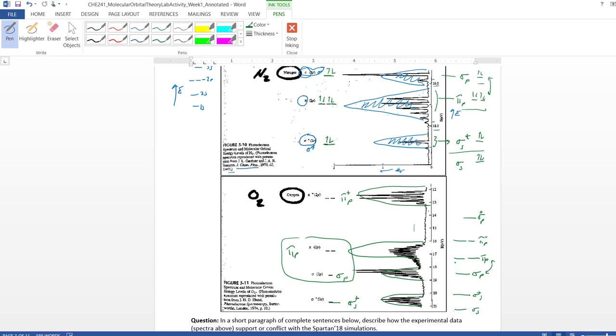And so that's why sometimes your book will just hand wave and say, just memorize this. But I think Spartan does a good job of this, and this real experimental data shows that this level of Spartan calculation is very useful. And so I hope this is helpful in trying to understand the difference here, and the question I think will get at that. It'll make more sense once you go back and do oxygen. So anyway, hope that helps.